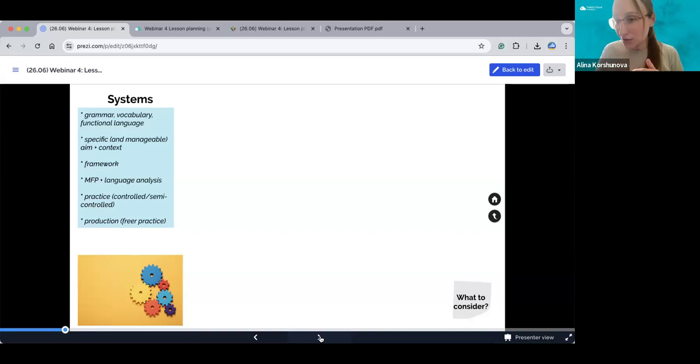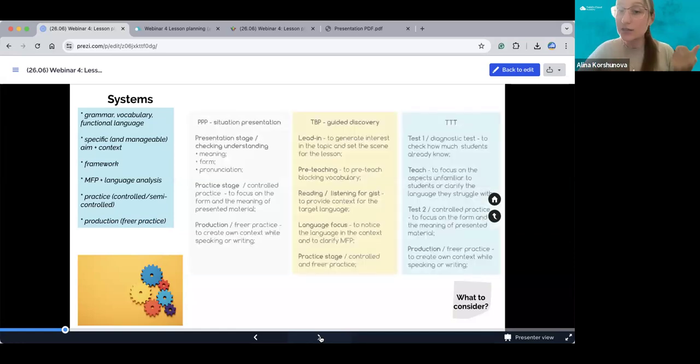And very often the order of activities in your course books usually gives you the direction of what framework to use. For example, modern course books usually include text-based presentation with some guided discovery tasks. So it's quite common for modern course books. But if you see that it's not okay for your students and you want to plan the lesson in a different way, feel free to change the order of activities or change the activities that the course book suggests, and choose a different framework.